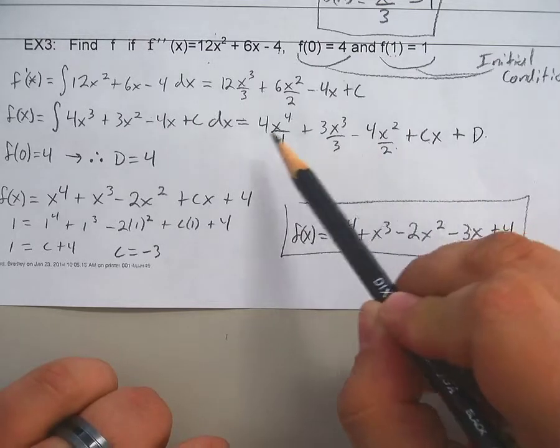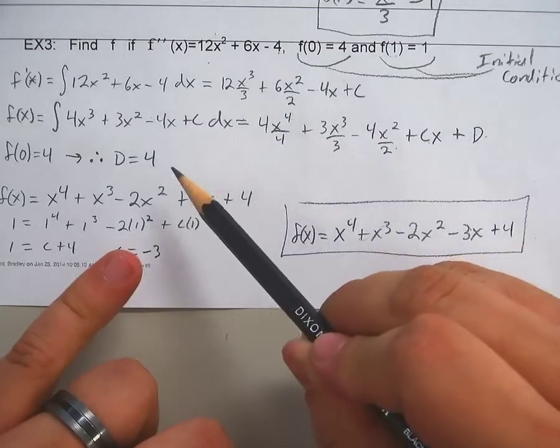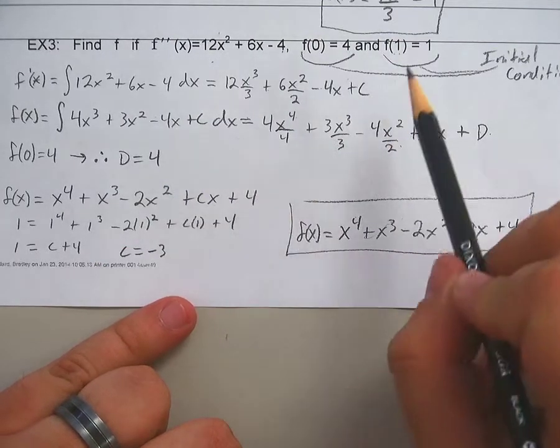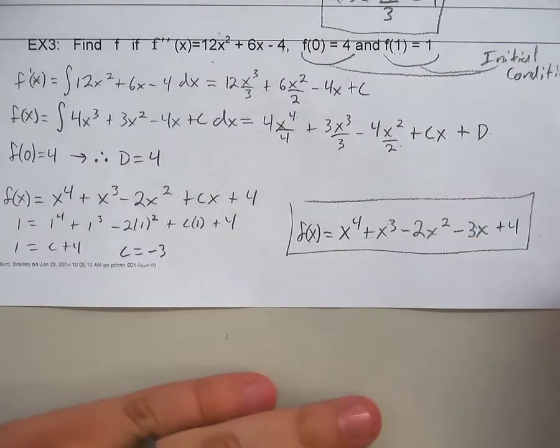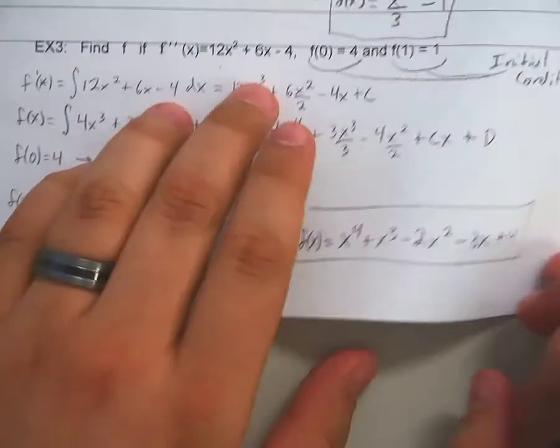Since I knew that if I plug in zeros for all my x's, I just get d is equal to 4, then I can make d 4, plug in the second initial condition, solve for c, write out your equation. Now, that's a lot. I know, that's a lot. But trust me, once you get used to doing this whole integral stuff, it starts coming pretty much just as easily as derivatives do. Okay?